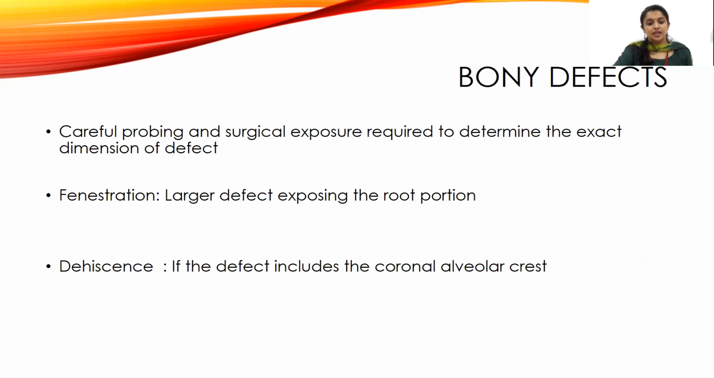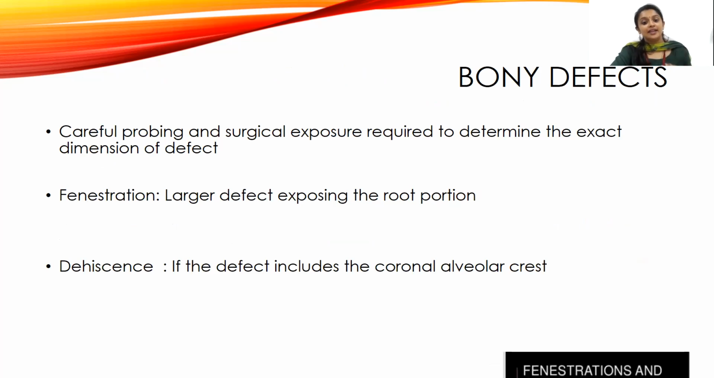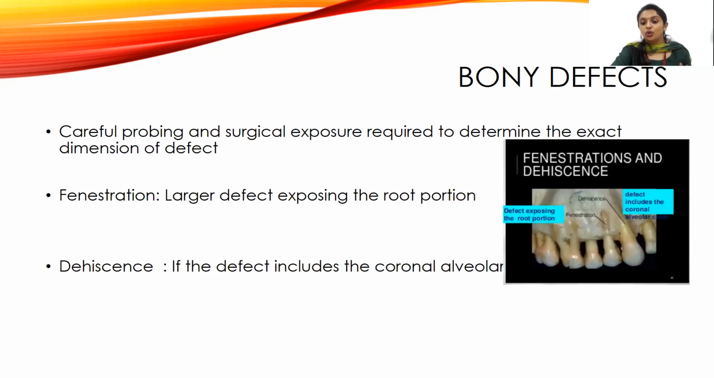Coming to the bony defects, if you do careful probing and surgical exposure, you can determine what type of bony defect is there. There are two types of bony defect, fenestration and dehiscence. Fenestration is a larger defect exposing the root portion, and if the defect includes the coronal alveolar crest, it is called a dehiscence. So here you can identify fenestration means it is a larger defect where the root is completely exposed, covered only by the gingiva. Whereas in case of dehiscence, there is a reduction in the alveolar crest.